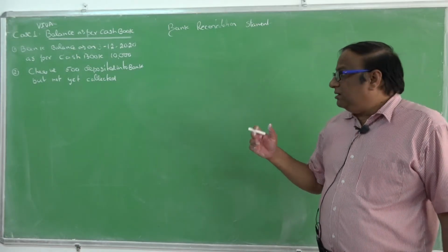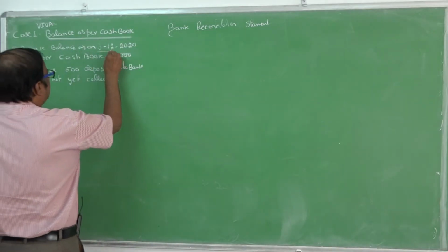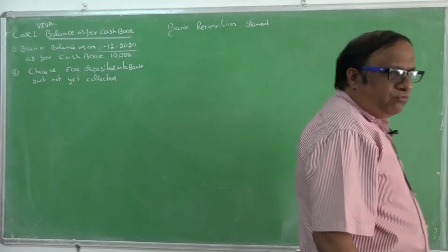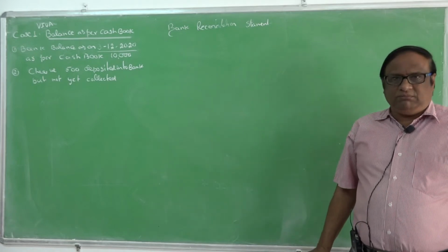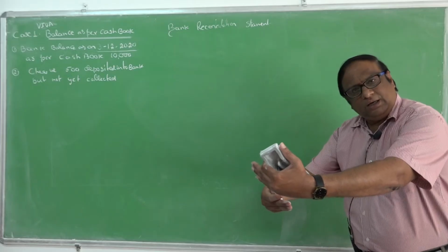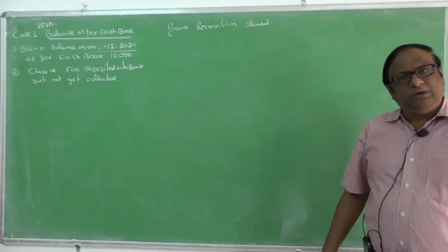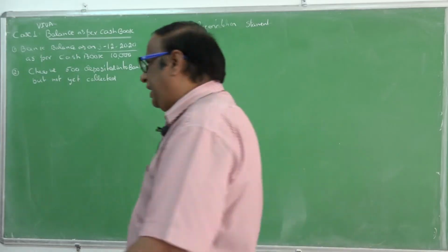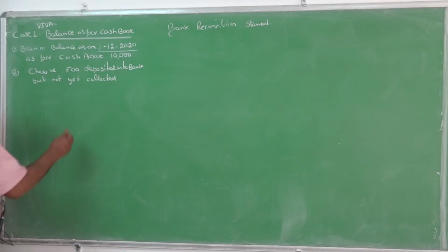Again I am stating, BRS is prepared for a particular date. Now we are preparing the bank reconciliation statement not for the entire month of December, only for the 3rd of December. On the 3rd of December in Viva school, when the accountant verifies the cash book bank column, the balance shows 10,000, but the passbook balance is different. Then he scrutinizes the entries. What happened? Check 500 deposited into the bank but not yet collected.